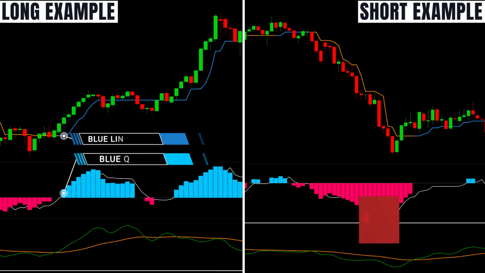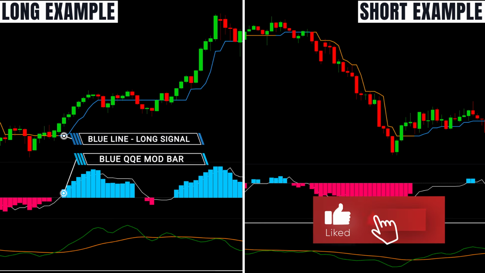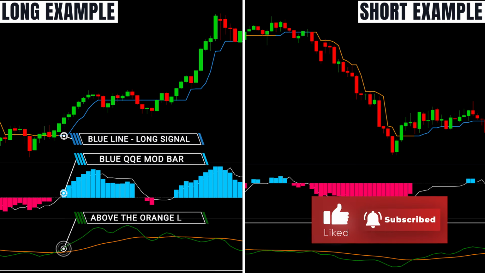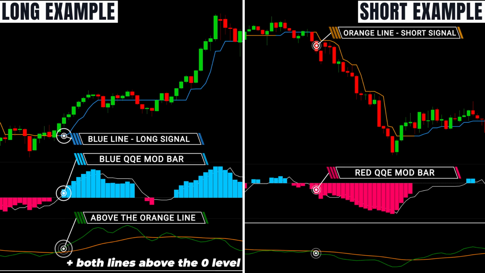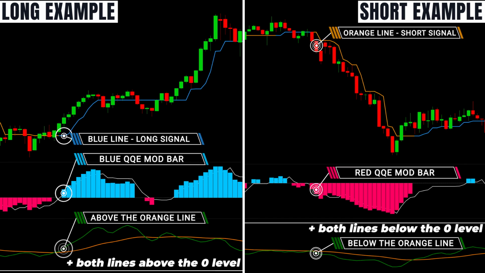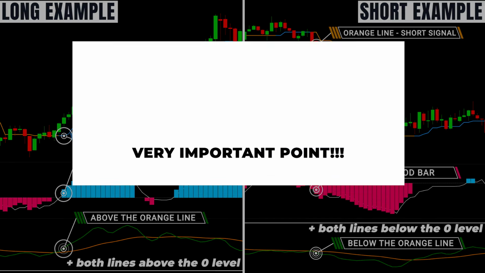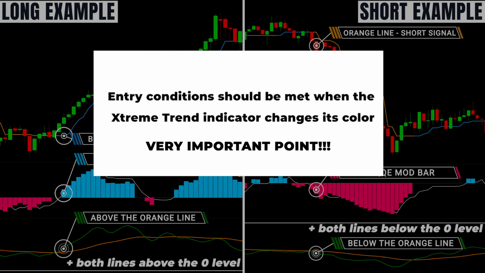So, to confirm our previous steps even further, the green line should be above the orange line in a bull case, and more importantly, both lines should be above the 0 thresholds. Alternatively, the green line should be below the orange line in a bear case, and both lines should be below the 0 level. Finally, it's important to note that all our entry conditions should be met when the extreme trend indicator changes color, meaning we're not catching up with the trades.